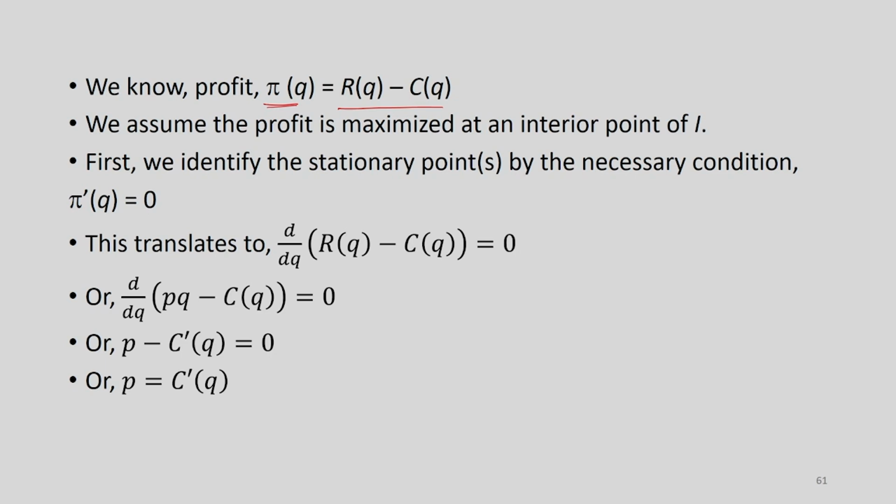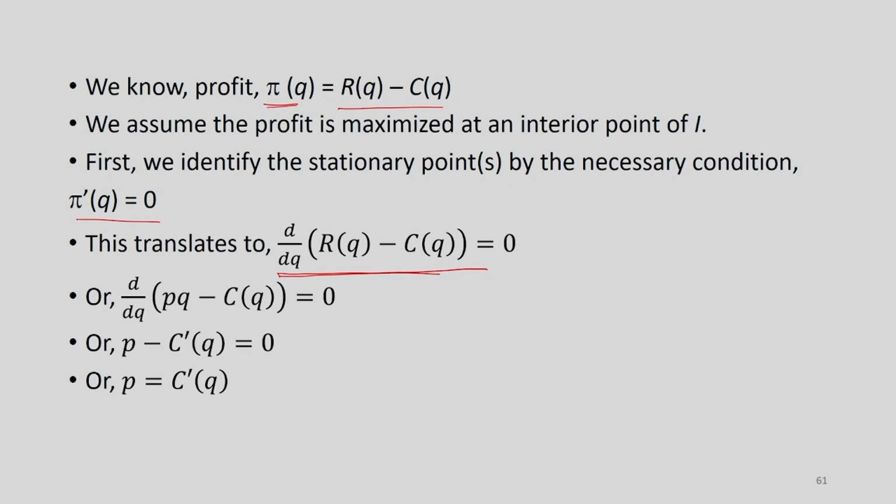We assume that the profit is maximized at an interior point of I. I means the range of Q that we are considering, the interval. First, we identify the stationary point or points by the necessary condition, that is f dash of Q is equal to 0. And if we apply this condition, that means I have to take the first derivative of the profit function and set that equal to 0, that is d dQ of R(Q) minus C(Q) will be equal to 0. This is our necessary condition.